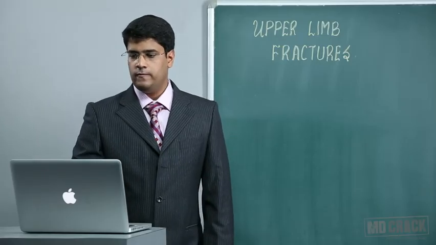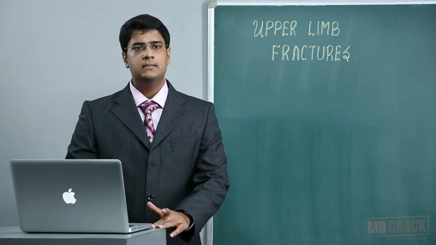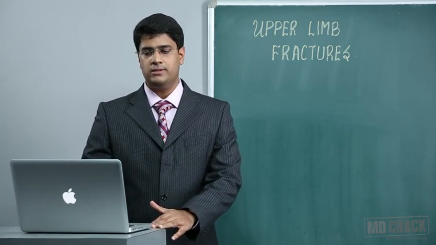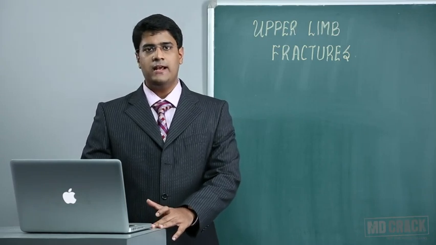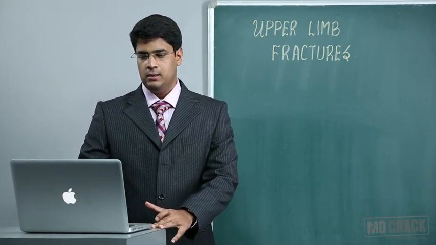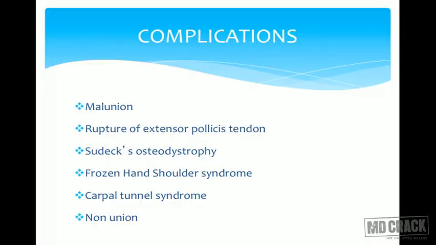Coming to complications of the Colles fracture, malunion is the most common fracture complication. That is, the fracture has not united in its anatomical form. The other complications are rupture of the extensor pollicis tendon. Sudeck's osteodystrophy is one of the complications where the patient has severe pain throughout, especially at the wrist. Frozen hand shoulder syndrome. Carpal tunnel syndrome, involvement of the median nerve. And lastly, quite rare, but it's possible to get non-union.